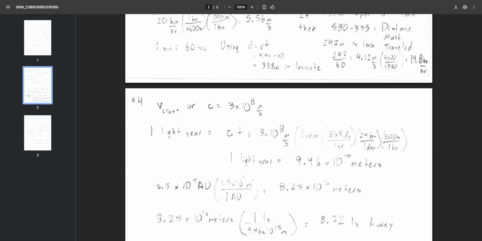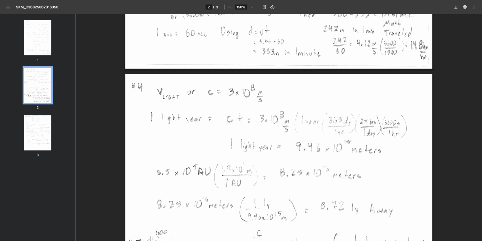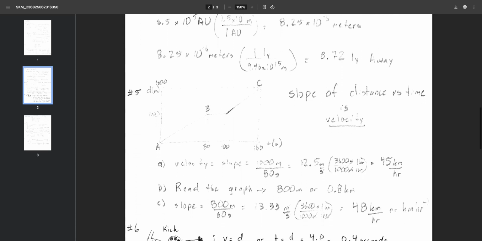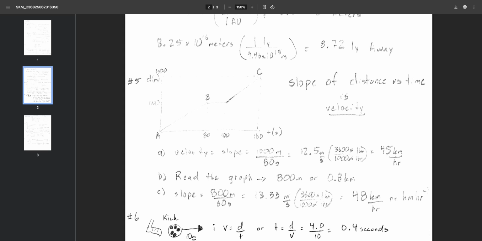So how long would it take? You just take the 8.25 times 10 to the 16th meters and divide it by 9.46 times 10 to the 15th meters, and you find it's 8.72 light years away. And I just did it as a conversion. 1 light year is 9.46 times 10 to the 15th meters. Again, sorry, the copy is just not that good on this.